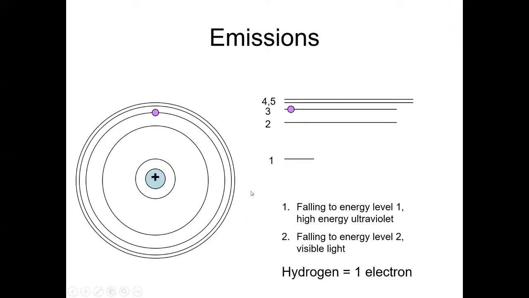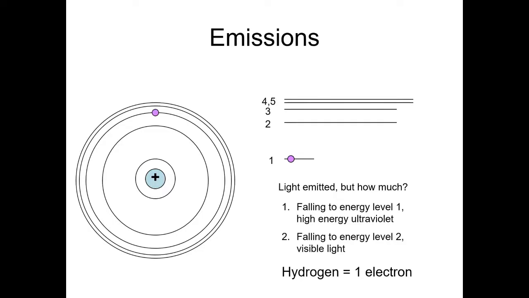Okay, so what I want to do here is look at a comparison of a representation of an atom with an electron moving and of energy levels with the electron moving for the hydrogen atom. So hydrogen has just one electron. Let's say this electron drops from energy level 3 down to energy level 1. Okay, so as it does that, it's going to release ultraviolet light, high energy light, because the gap between level 2 and level 1 is so great.